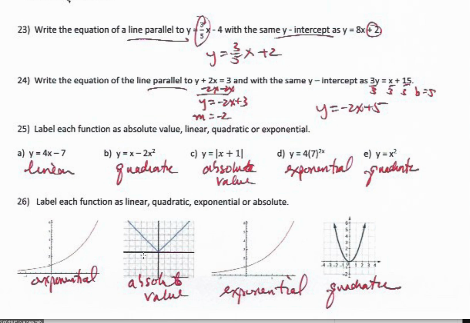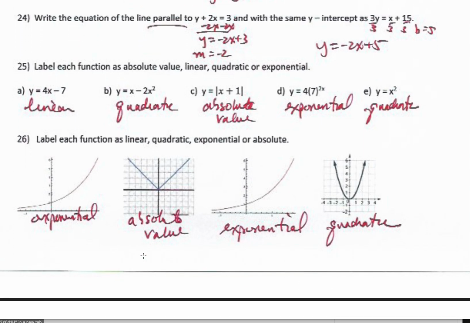Number 24, write the equation of a line parallel to y plus 2x equals 3 with the same y-intercept as the other one. Well, the difference between 23 and 24 is in 23 you don't have to manipulate anything. In 24 you have to make sure you get both problems into y equals mx plus b form. So doing it to the first one, you subtract 2x from both sides. That tells you the slope has to be negative 2 because it's parallel. And for the last one, it should say y equals, not 3y equals. So the y-intercept is not 15. You got to divide everything by 3, and the y-intercept is 5. That gives you y equals negative 2x plus 5.